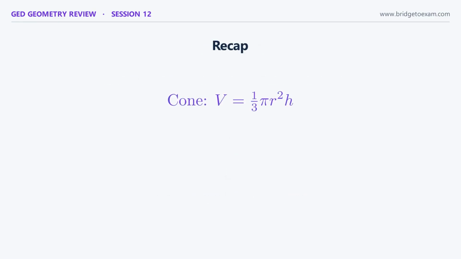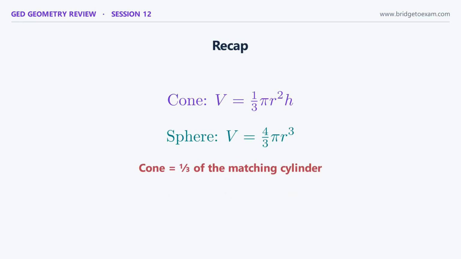To recap, a cone is 1/3 pi r squared h, and a sphere is 4/3 pi r cubed. The cone is 1/3 of the matching cylinder. Substitute from the formula sheet, and keep your cubic units.